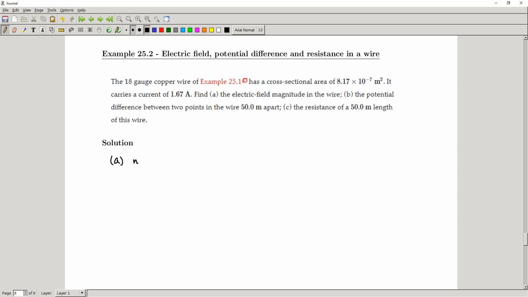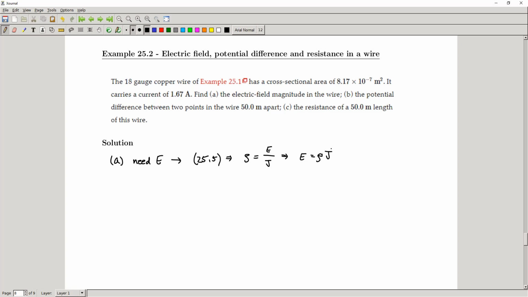What do we need? We need to find E. If we want to find E, we can use equation 25.5, which we saw at the beginning of these slides. 25.5 simply says that rho, our resistivity, is equal to our electric field over our current density. So rho is equal to E over J. We can rearrange this to give us E equals rho J.